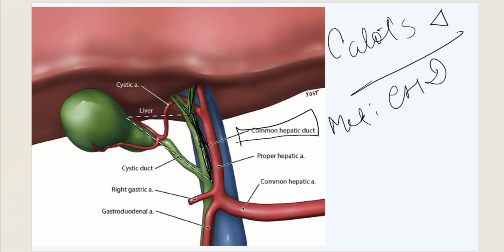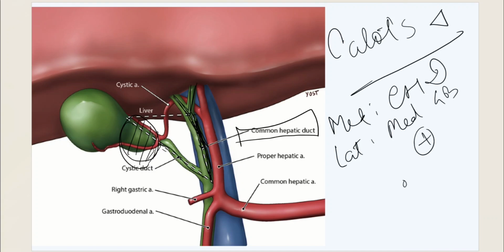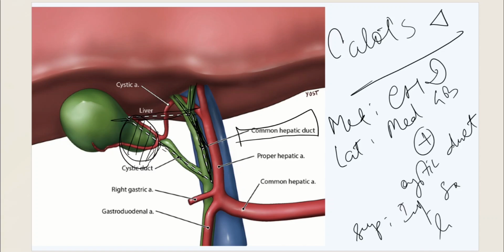Then laterally, if you see the medialmost part of the gallbladder, it forms the lateral border of Calot's triangle, and also the cystic duct. So laterally we have two structures: the medialmost part of the gallbladder plus the cystic duct. And the superior border of Calot's triangle is formed by the inferior surface of the liver. So this is the boundary of Calot's triangle, also known as the hepatocystic triangle.